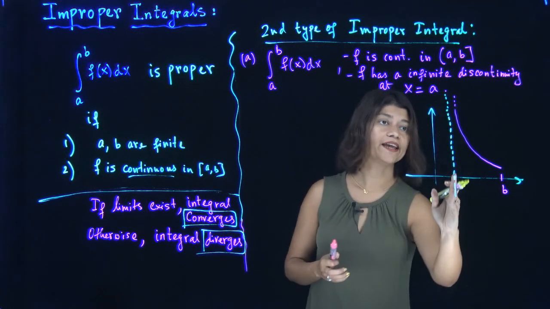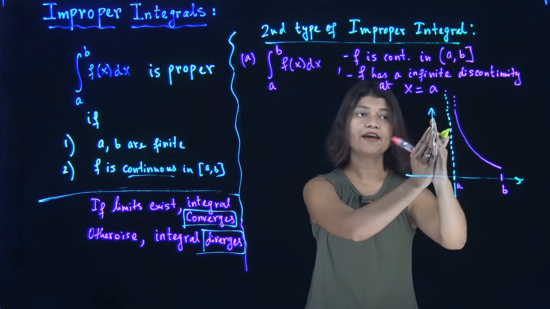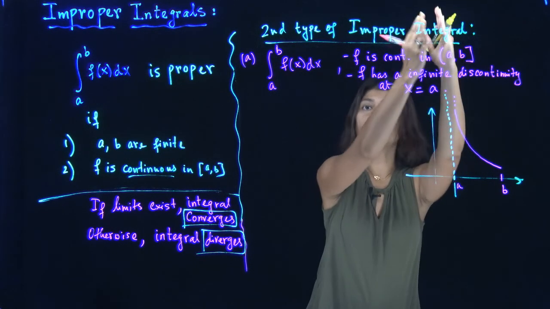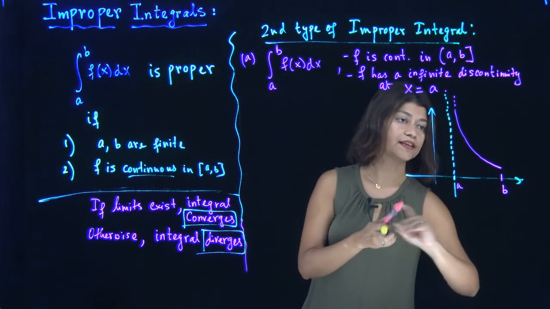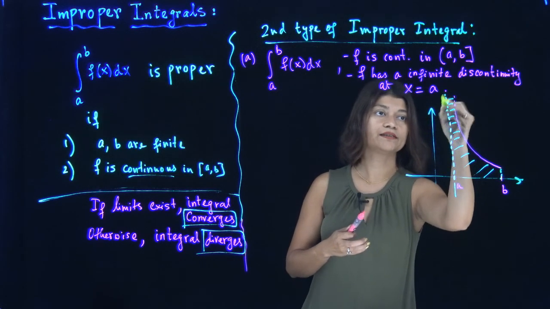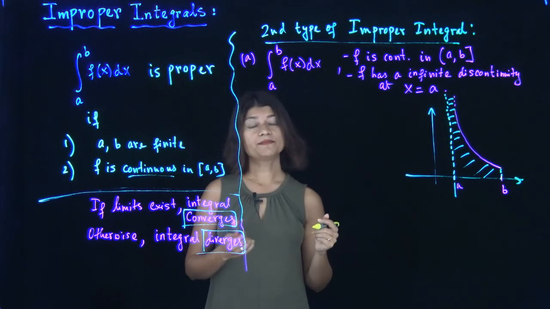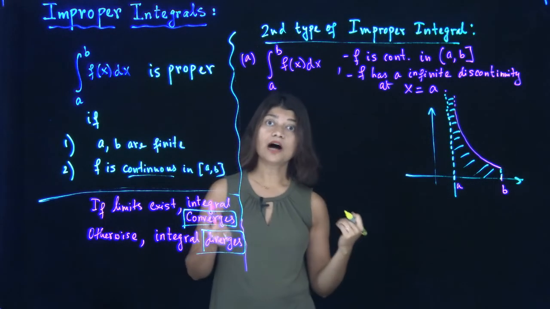Again, it seems like the area might be infinite because the graph will never touch this line, so it will keep on going. It's an asymptote. And we are trying to evaluate this entire area, right? And that area might easily become infinity. Sometimes it will, sometimes it won't, depending on the function. So again, how do we evaluate it?